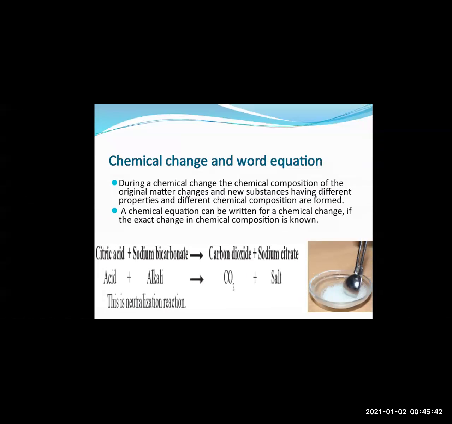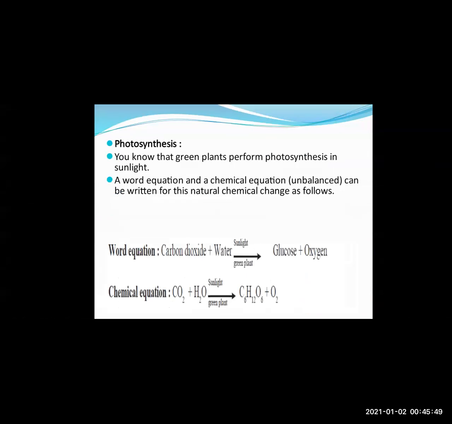During chemical changes, the chemical compositions change. As you know, photosynthesis takes place in the presence of sunlight. The green plants prepare their food with the help of sunlight. So how does this reaction take place? What happens when carbon dioxide reacts with water in the presence of sunlight? At that time, glucose and oxygen are produced.